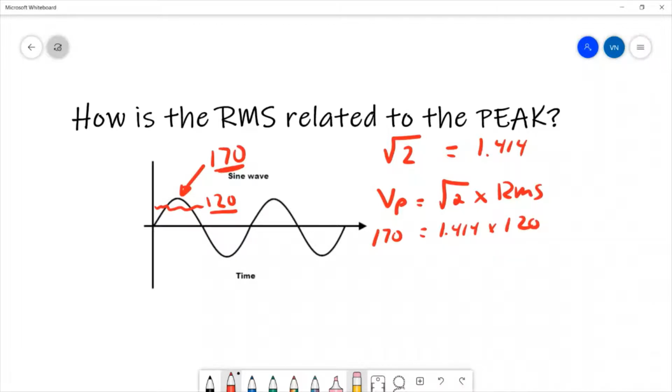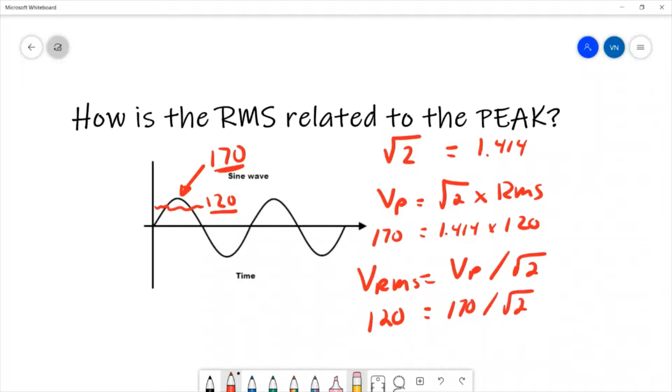So the 170 is bigger, multiply by root 2. In order to convert from peak voltage to RMS, you're going to have to divide. So if I want the RMS voltage, I would say that that would be the peak voltage divided by root 2, which would be 120 is going to be equal to 170 over root 2. So basically, in order to convert from RMS to peak, just remember that the conversion factor is root 2, and then look at where the two values are and figure out whether to multiply or divide. The peak voltage is always higher.